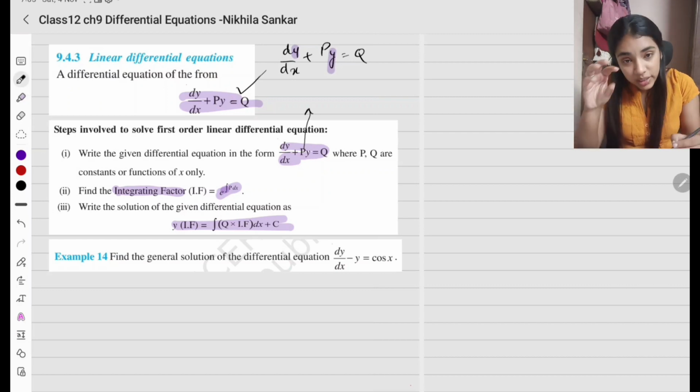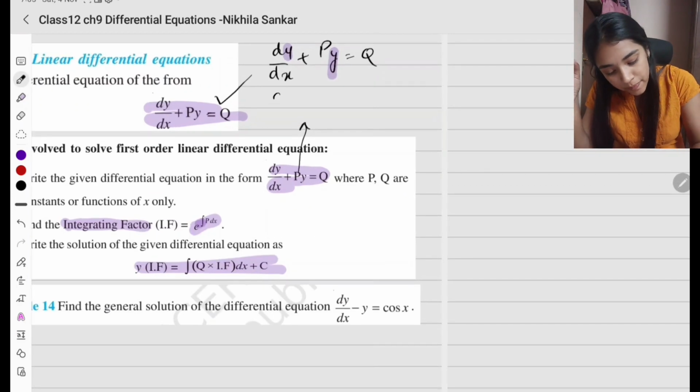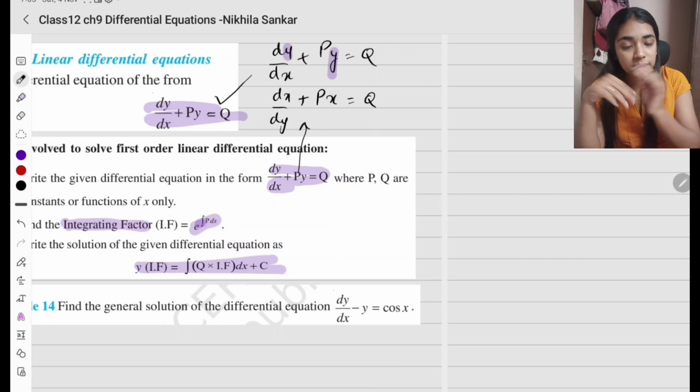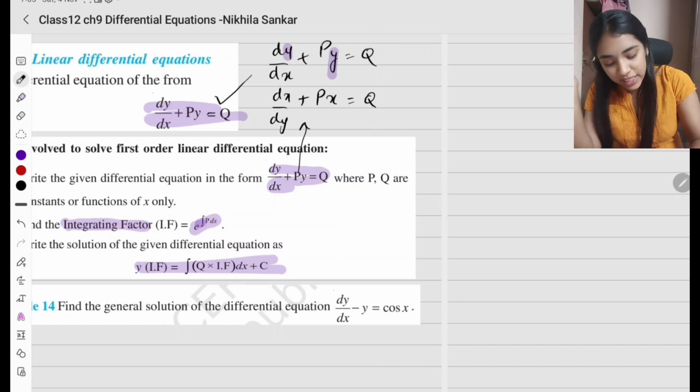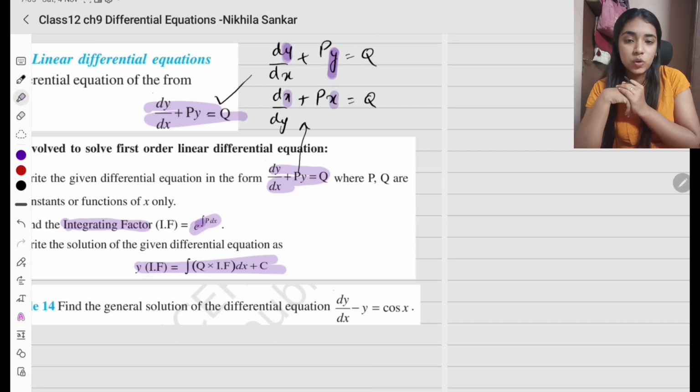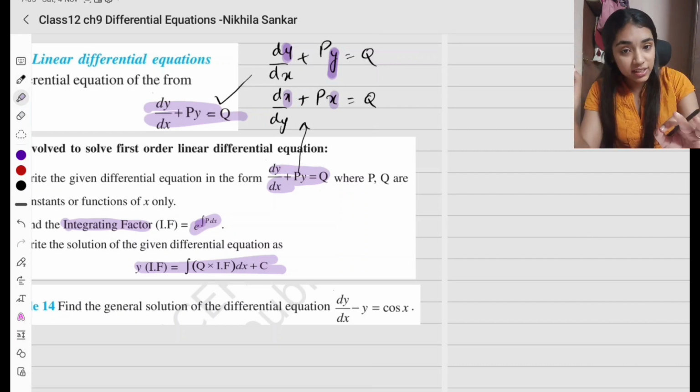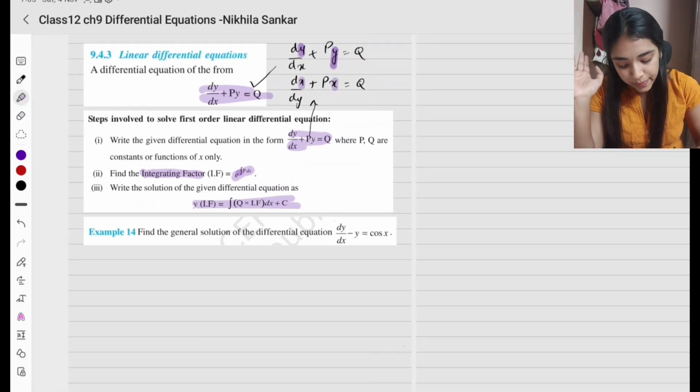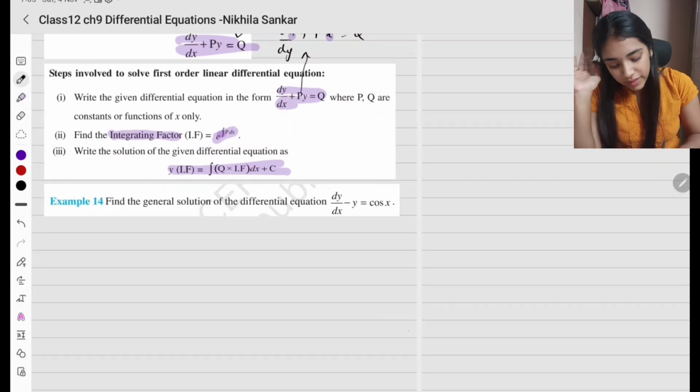For some questions, it could also be of the form dx by dy plus px equals q. Here p and q are constants. But if it is y here, it is y here, and if it is x here, it is x here. Just remember that. It has to be in that form, and only then you substitute. Okay, simple. Now let's try to solve an example.